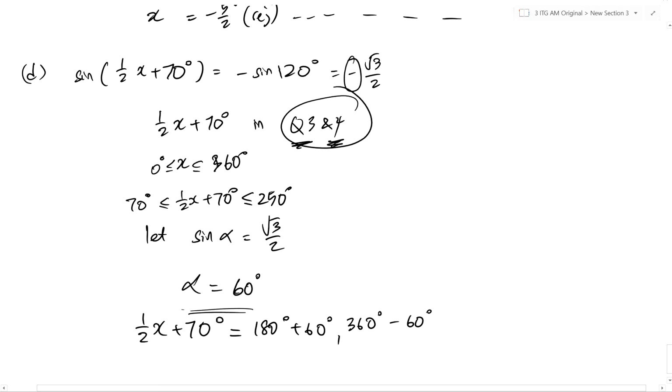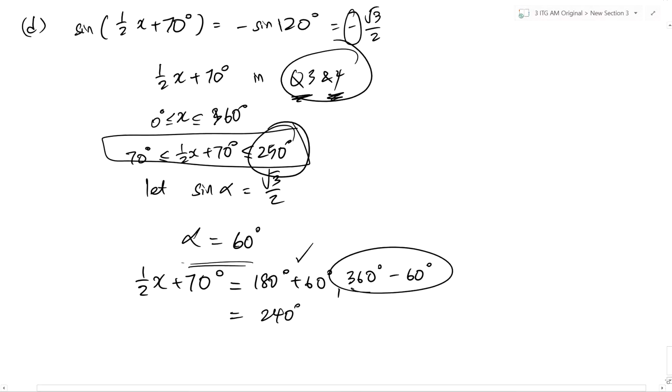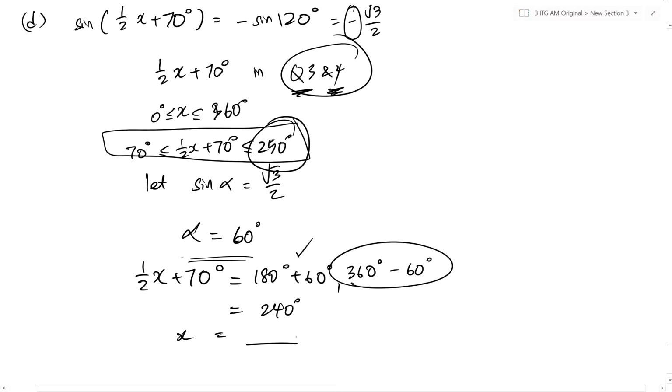Okay, first, do I need to minus 360 for any of them? No. Cannot, minus will become negative value already. Are both answers acceptable? No. Only this one is acceptable, 240 degrees. This one is out of range, it's up to 250 only. Based on this, do I need to plus 360? No need. Go and get the value of x. Yes?